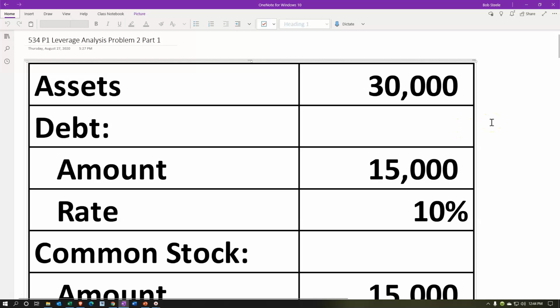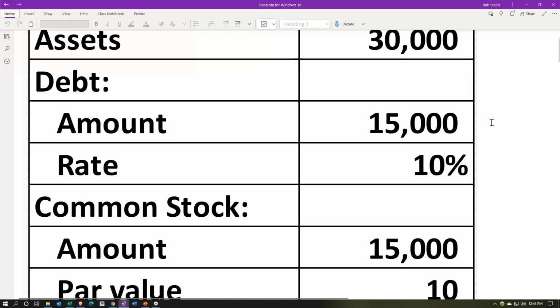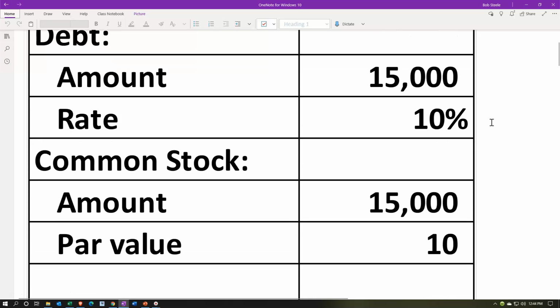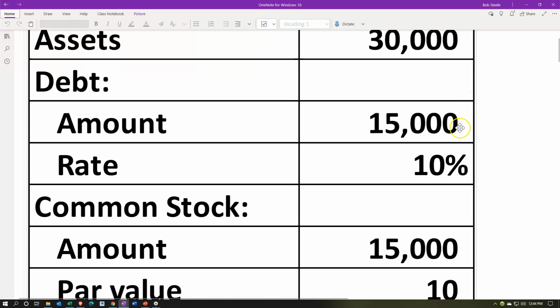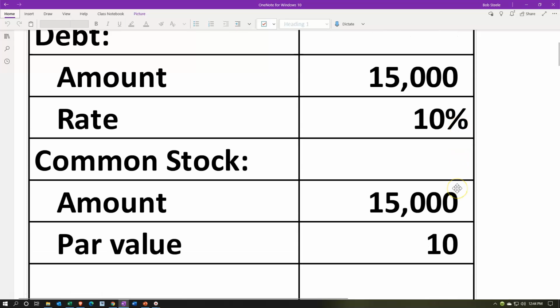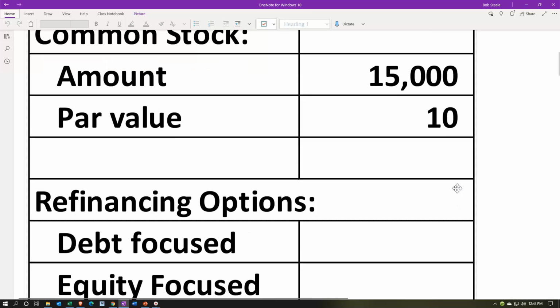So we've got the assets at $30,000. The debt is currently at $15,000 at a rate of 10%. Common stock then is at $15,000 and a $10 par value. This is basically our accounting equation. We have our assets totaling the $30,000. They are financed either with debt, liabilities of $15,000, half of it, and equity the other half at $15,000 through the issuance of the stock. So this is our basic scenario of the financing of the assets plan between debt and equity.